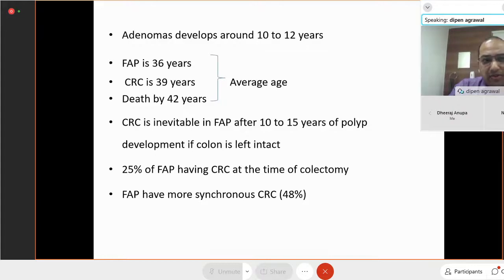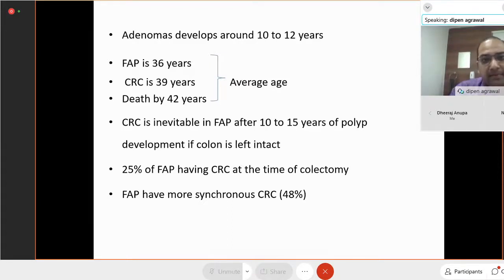Adenomas usually develop at the age of 10 to 12 years. The average age for diagnosis of FAP is 36 years, for CRC is 39 years, and death is at the age of 42 years. CRC is inevitable in FAP patients after 10 to 15 years if the colon is left intact. However, 25% of FAP patients may have CRC at the time of colectomy. FAP may have more synchronous CRCs, almost 48%, of which 41% may be synchronous and 7% metachronous.